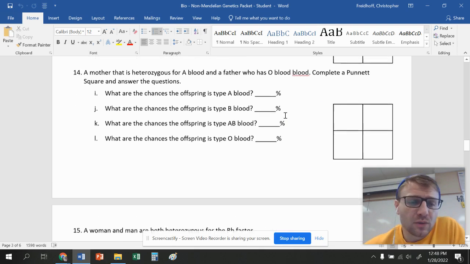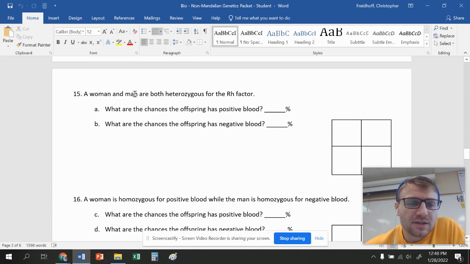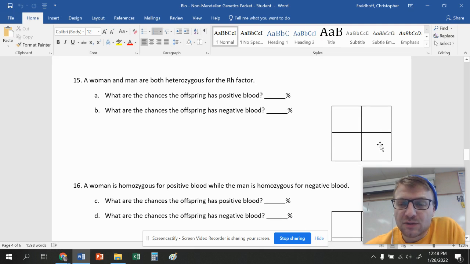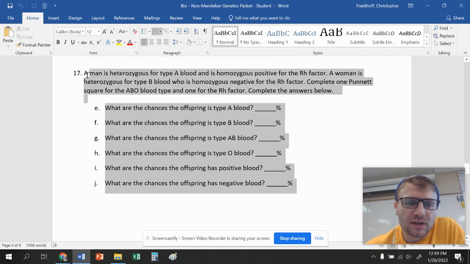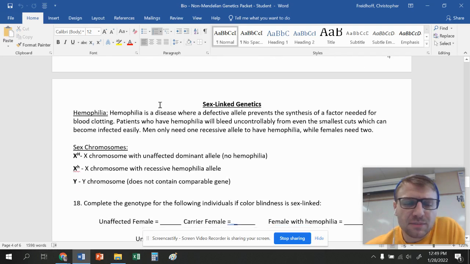And again, you have some of these questions here as well. But you can see here, this is a woman and a man, both heterozygous for the RH factor. So they would be positive, negative, positive, negative. So this would be positive, positive, positive, negative, positive, negative, and then this would be negative, negative. So it would be 75% chance of having positive blood and a 25% chance of having negative blood. Same for these. It's going to ask you, again, more complex question here for number 17, but you can work through it.